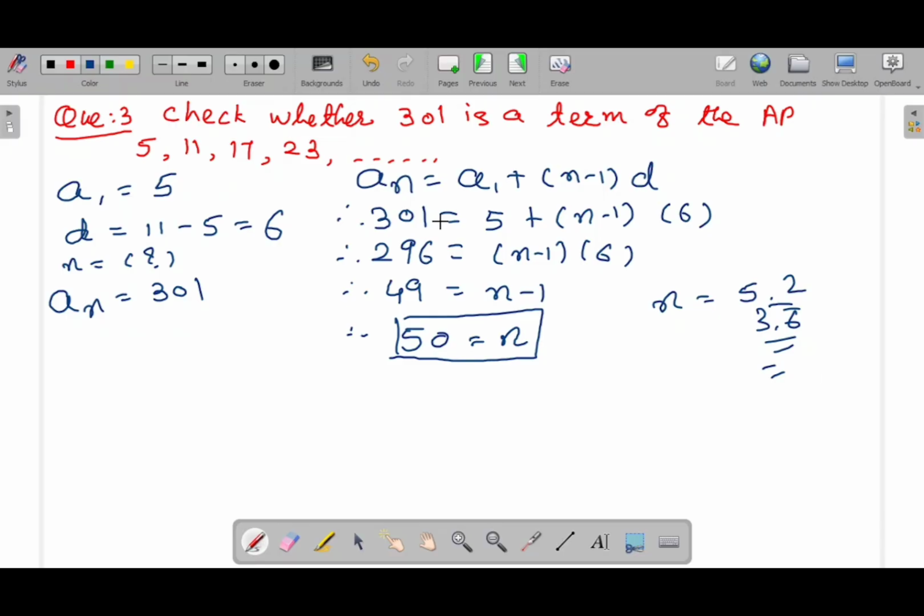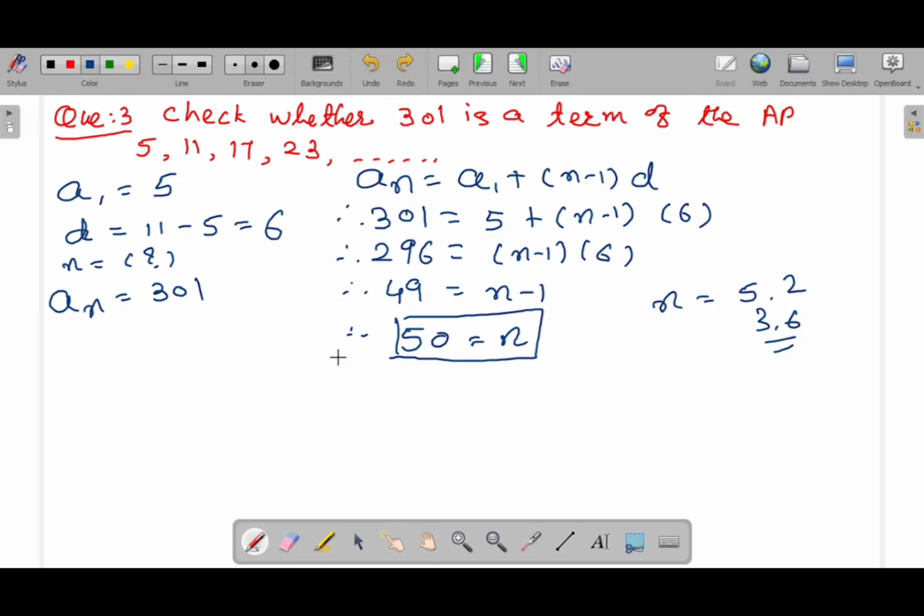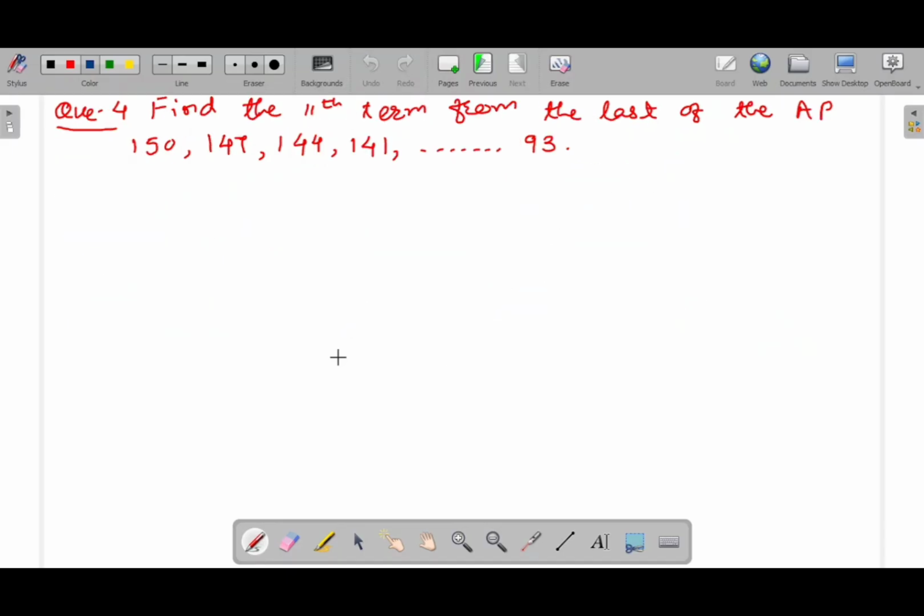Let's say here, for example, they have given 302. For example, I am taking 302. So here I will get 297, so I will get 49 point something. And here it will come 50 point something. So 50 point something means in decimal. So definitely it is not a term of the given arithmetic progression. Hope you have got this idea. Now we go ahead with the next sum.